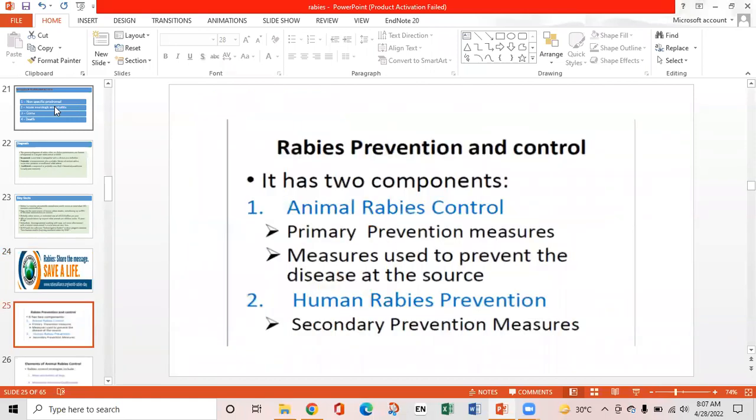Rabies prevention and control. It has 2 components: animal rabies control and human rabies prevention. Animal rabies control is the primary preventive measure, and it is a measure that is used to prevent the disease at source. And human rabies prevention is secondary prevention measure.